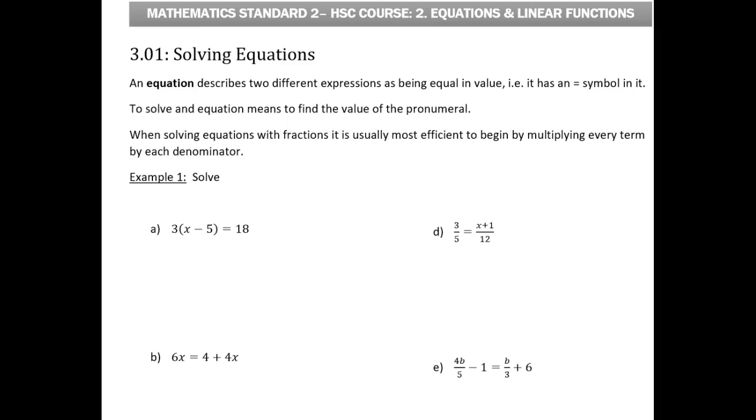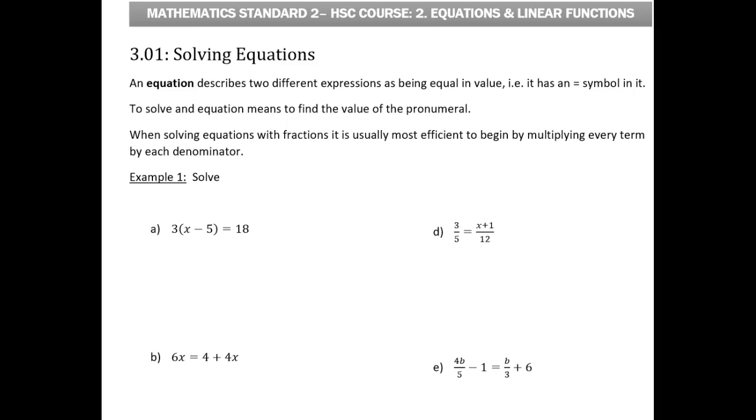Now the fundamental principle that we need to apply with these is we need to keep the left hand side equal to the right hand side. We do that by making the same change to both sides. We're going to keep making changes until we can isolate that unknown, the x, the variable, the pronumeral, whatever we're going to call it. We keep making changes until we have that on its own on the left.